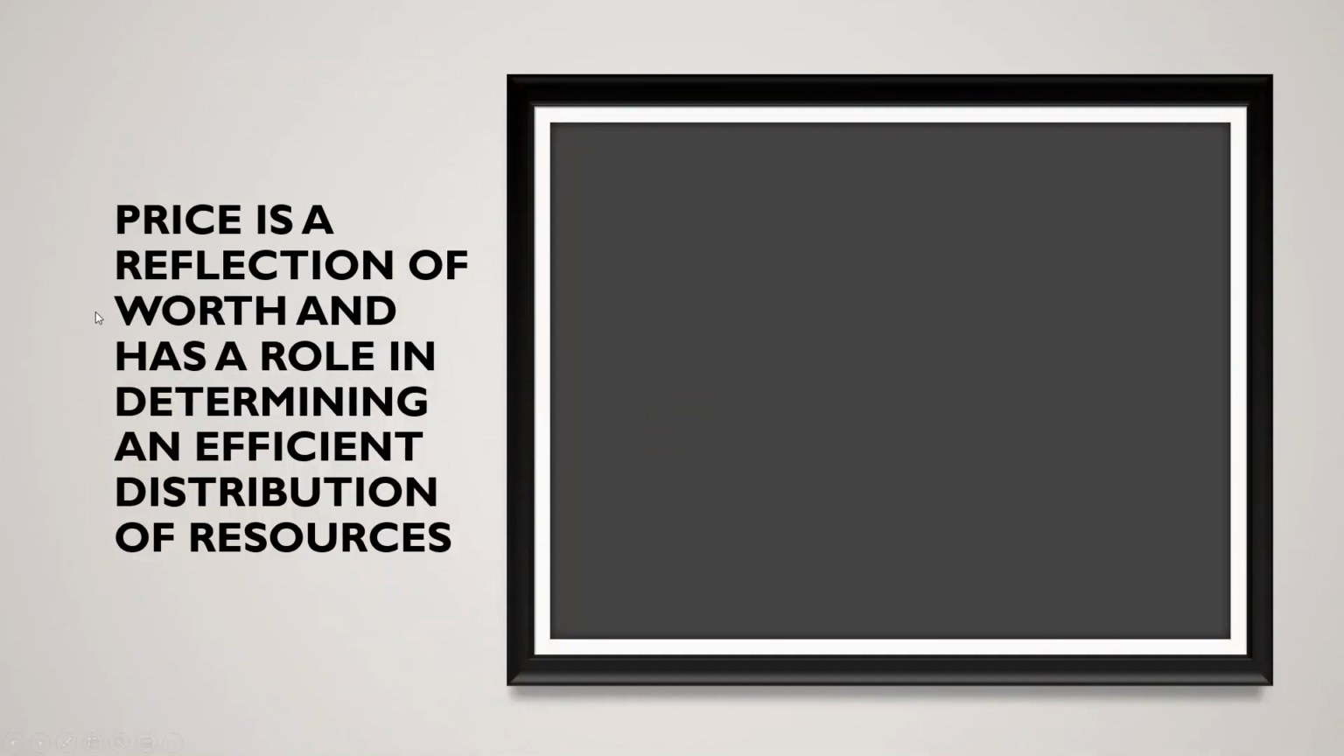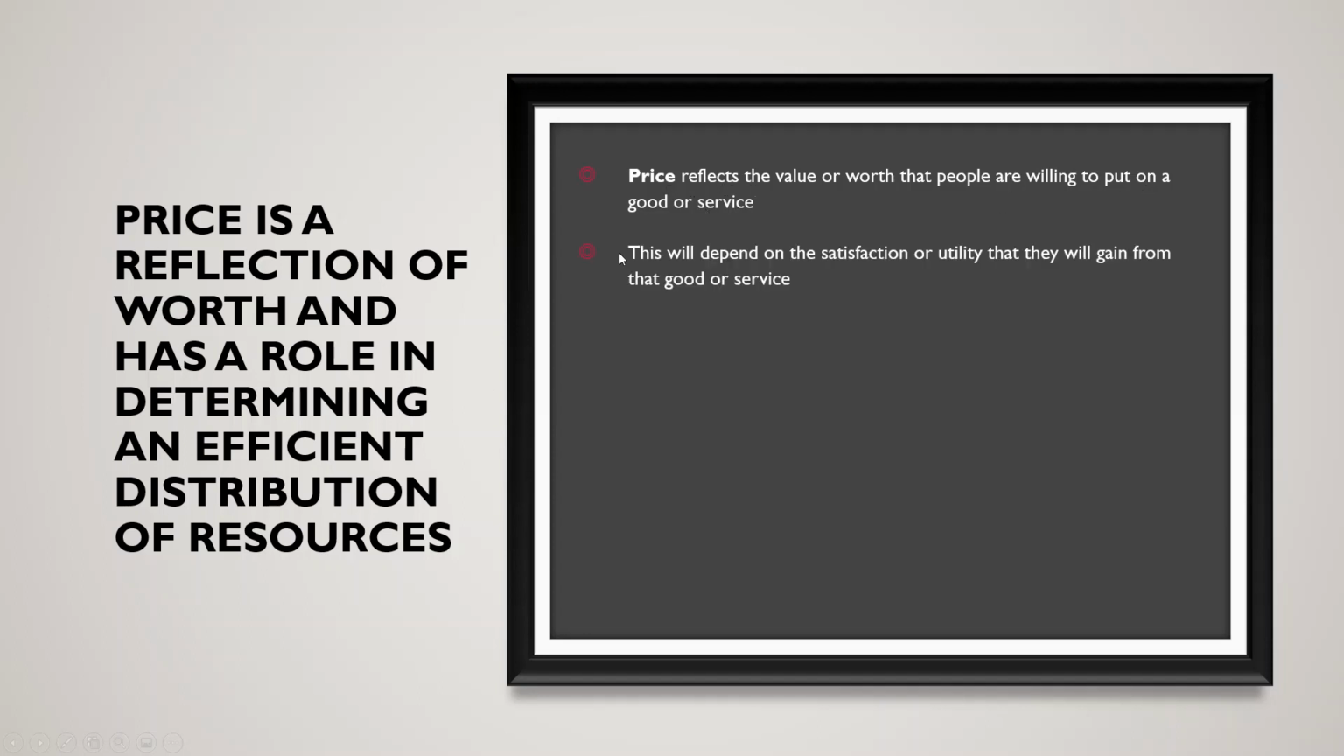So first of all, price is a reflection of worth and has a role in determining an efficient distribution of resources. To put it in simple terms, price is something which will help you determine whether you will buy a product or not. Or in other words, it will help firms determine whether the products will be sold or not. So if something is expensive, you would probably not buy it, and if it's cheap, you will probably buy it. So price reflects the value or worth that people are willing to put on a good or service. This will depend on the satisfaction or utility they will gain from that good or service.